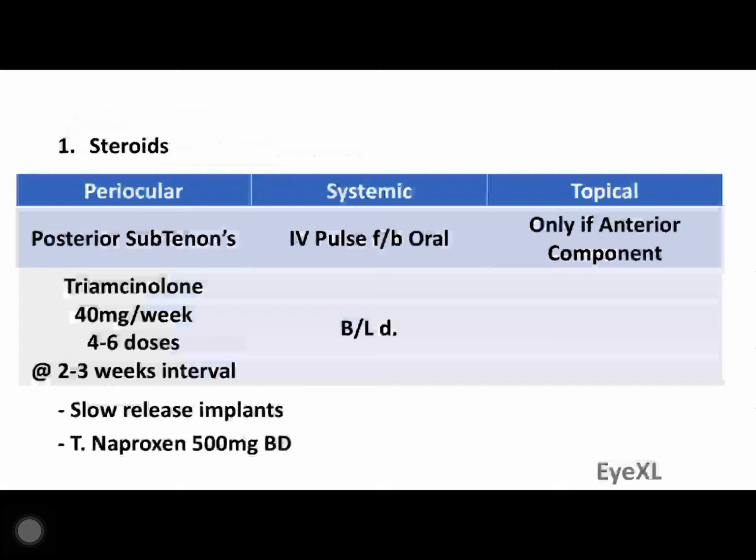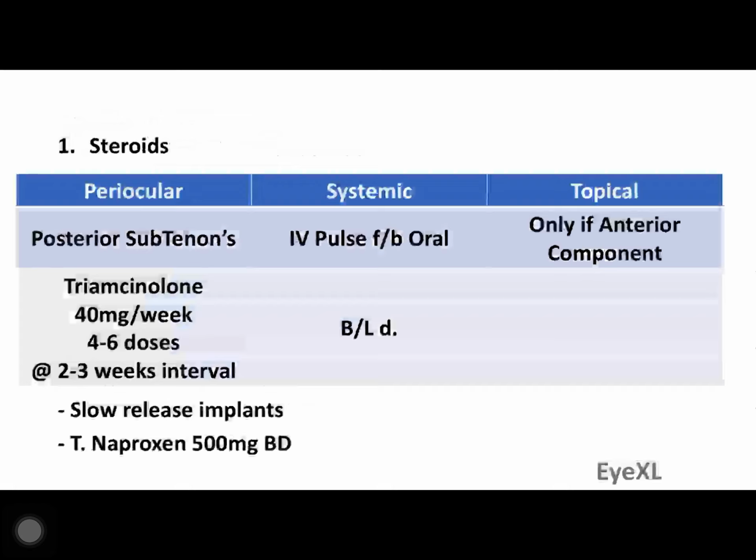The preferred drug is triamcinolone acetonide and the dose is 40 mg per week. Depending on the clinical course and the response to the initial doses, 4 to 6 doses may be required for a patient at 2 to 3 weeks interval, because understand you can't keep giving steroids every week. There is a gap that needs to be given.